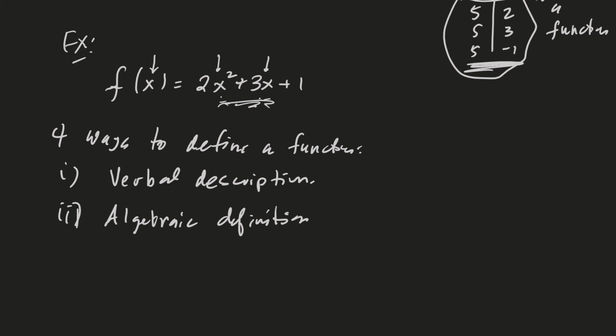So for example, if you have y equals f of x, the x here is your domain value, your y is your range value, or it's the label for the range, and the f here is the name of the function.